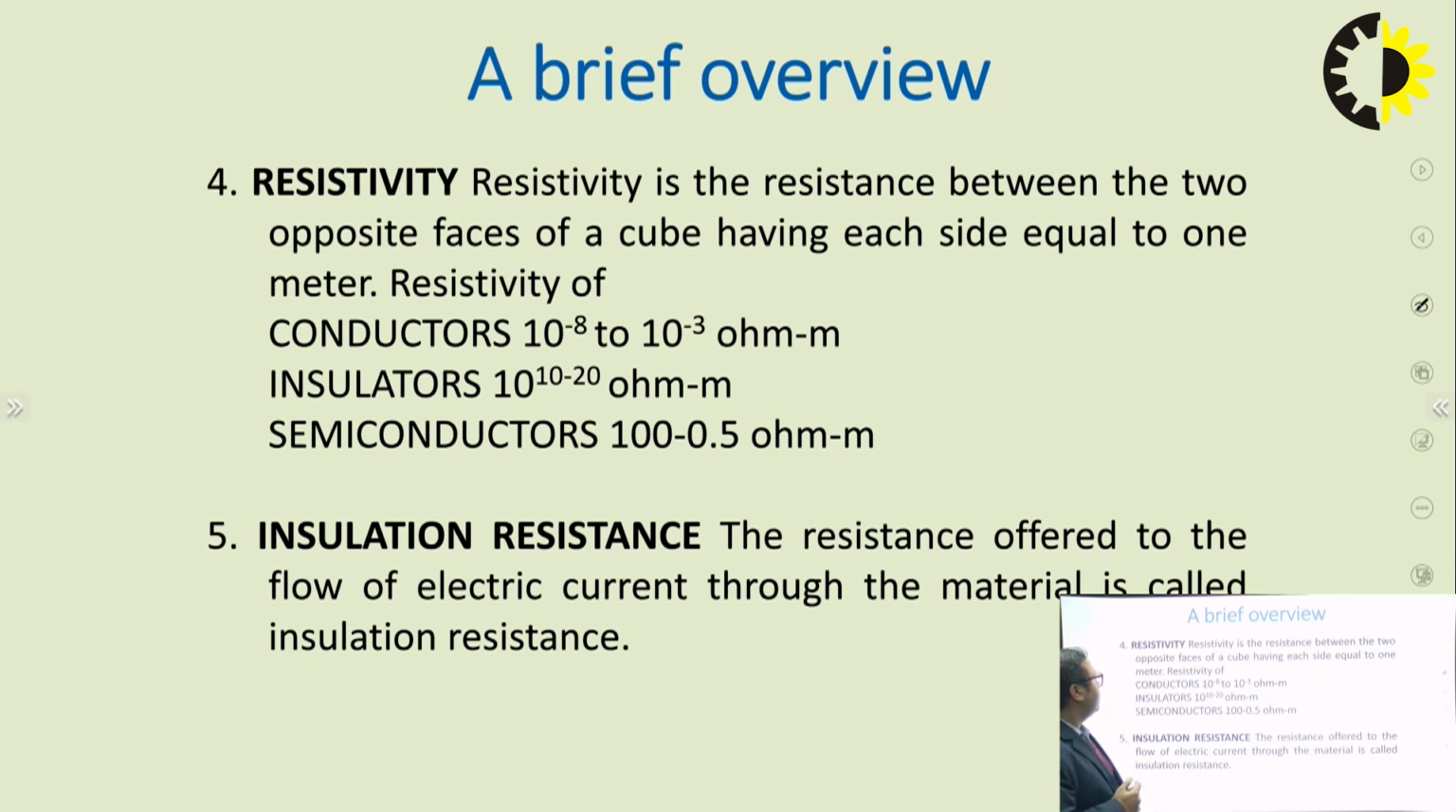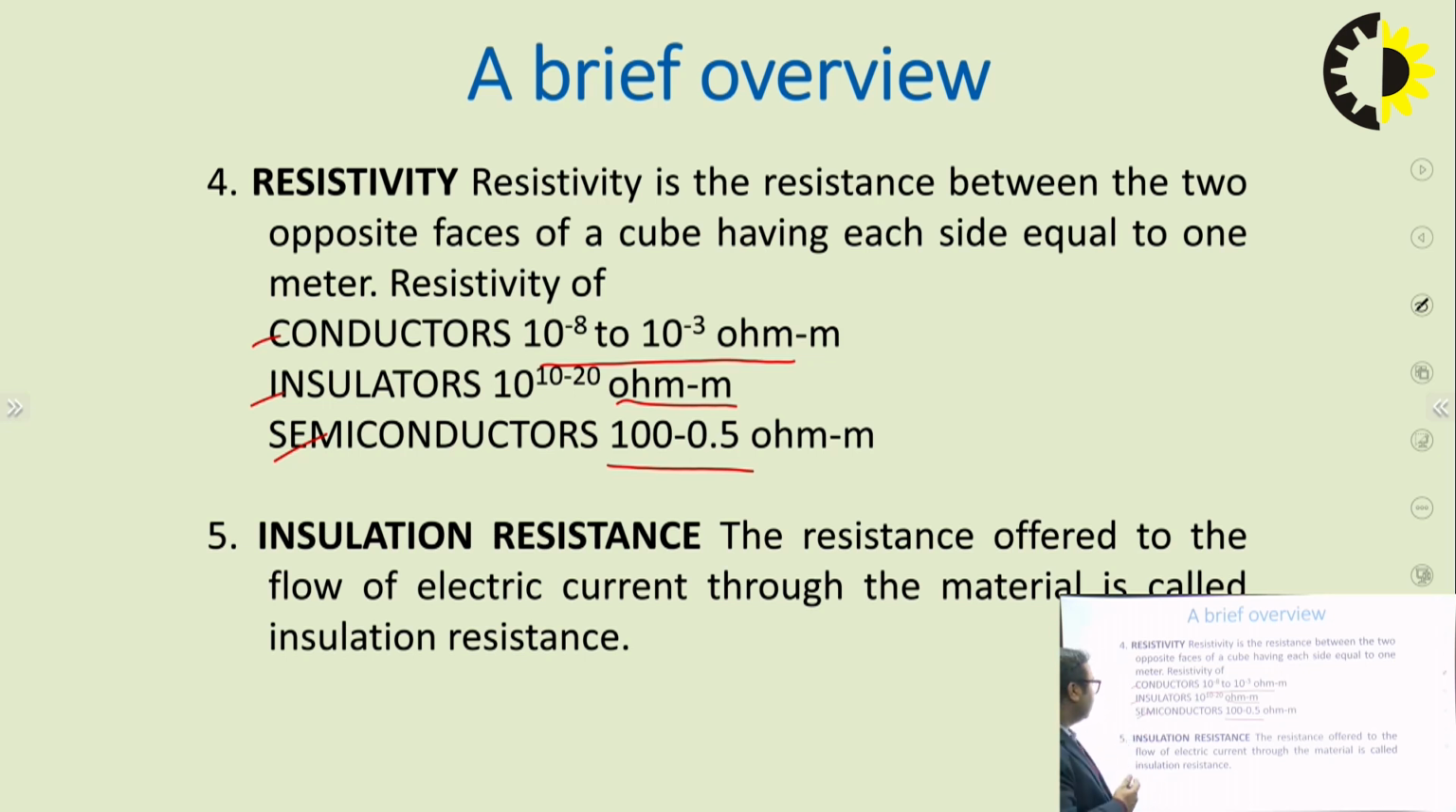Then fourth is the resistivity. Resistivity is the resistance between the two opposite faces of a cube, having each side equal to 1 meter. The resistivity ranges are given. For conductors, 10 to the power minus 8 to 10 to the power minus 3 ohm meter. For insulators, 10 to the power 10 to 10 to the power 20 ohm meter. For semiconductors, 100 to 1.5 ohm meters.